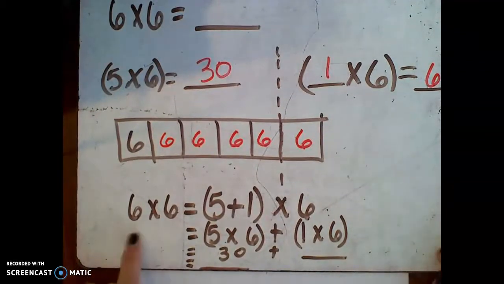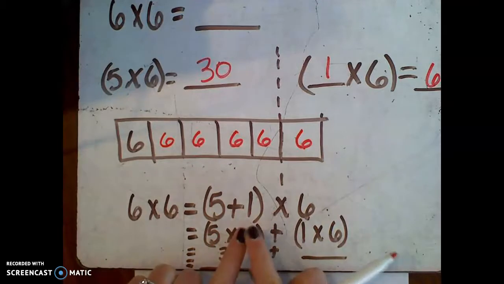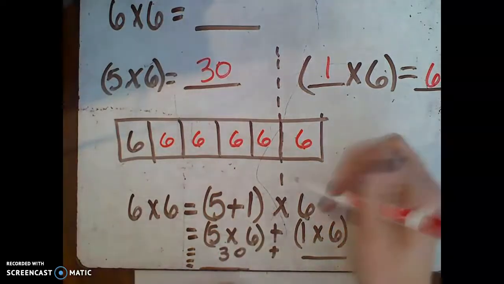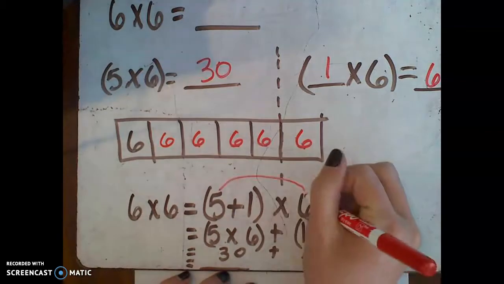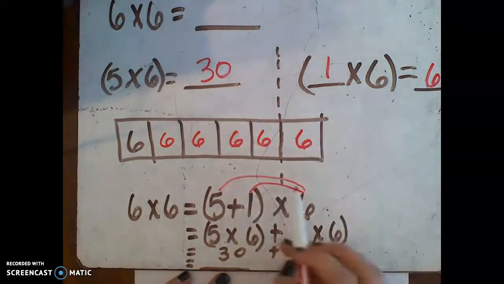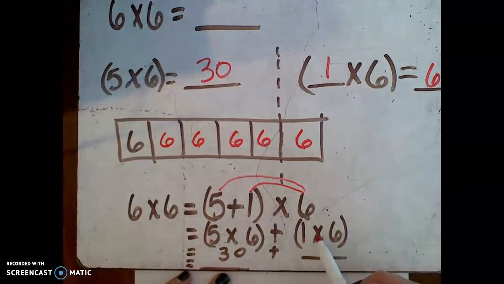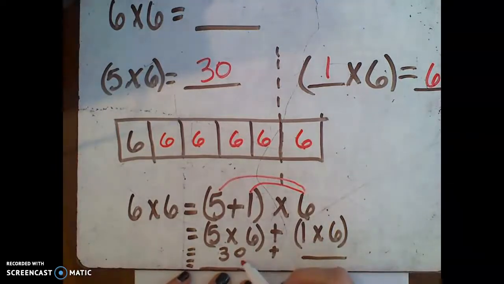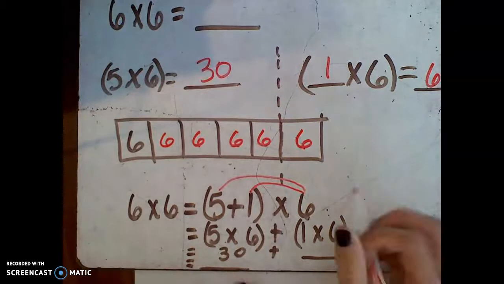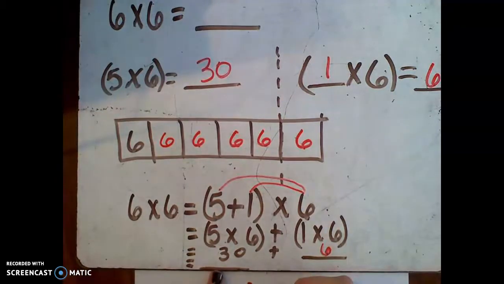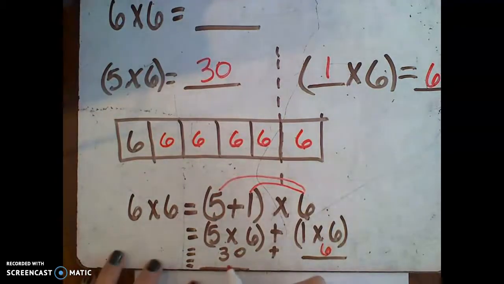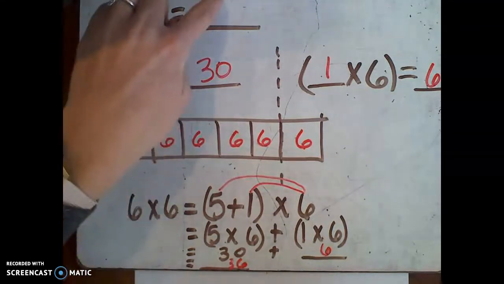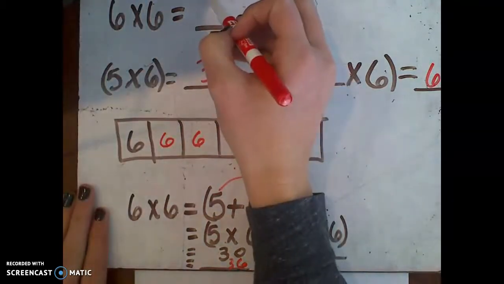Now down here I've got 6 times 6 is the same as, or equal to, 5 plus 1 times 6. They then broke this down for you. They gave this 6 to the 5 and to the 1, which gives me 5 times 6 and 1 times 6. Now we already know that 5 times 6 is 30 and 1 times 6 is 6. All I need to do now, it's kind of tiny, but 30 plus 6 is 36. Now don't forget to come put that final answer back up here at the top. 36.